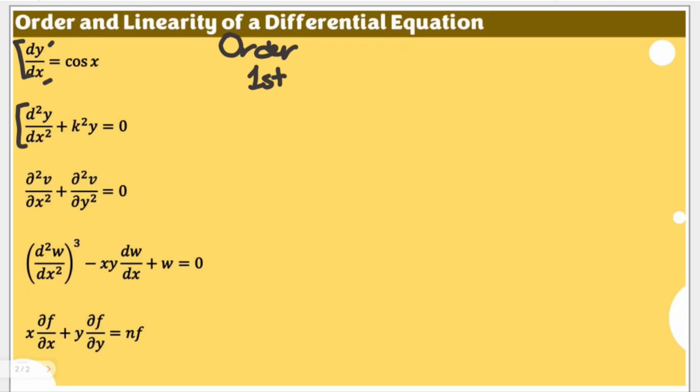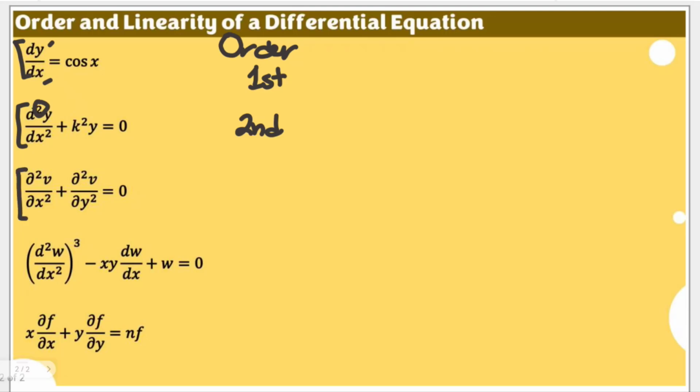For our second given expression, we're going to separate linearity and order. Let's just focus on the order first. For our second differential equation, we can see the presence of this notation here. That means it's the second order. Second order derivative of the dependent variable y with respect to its independent variable x. So that's the second order.